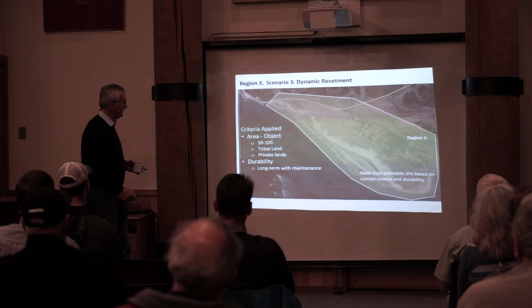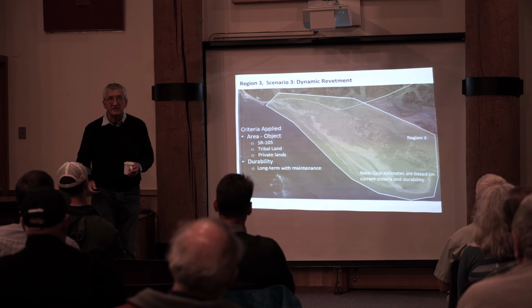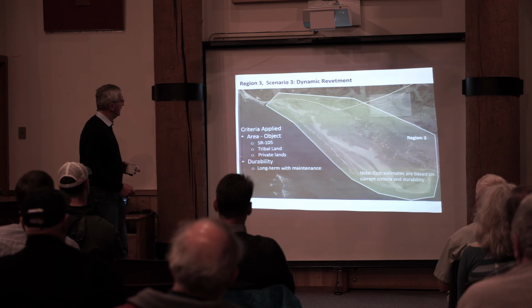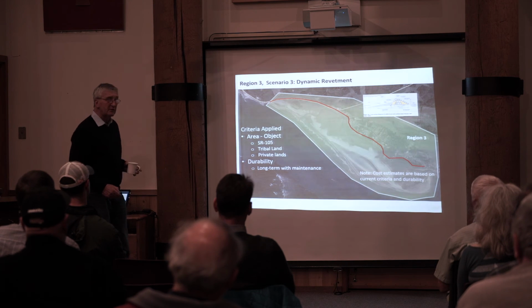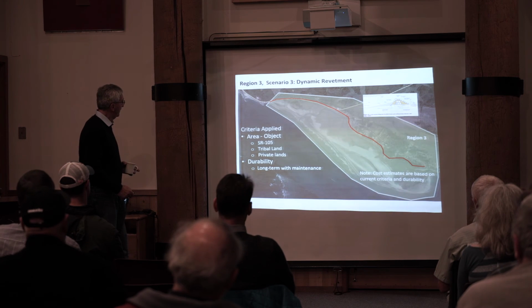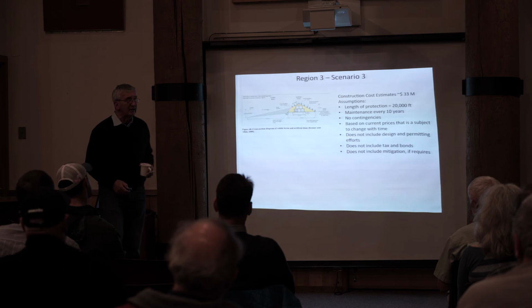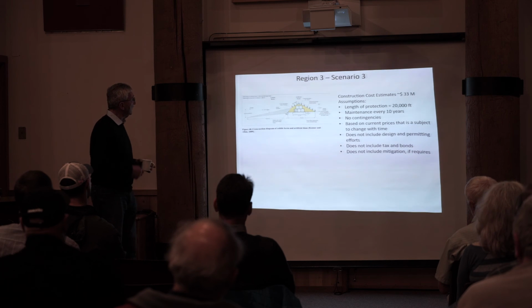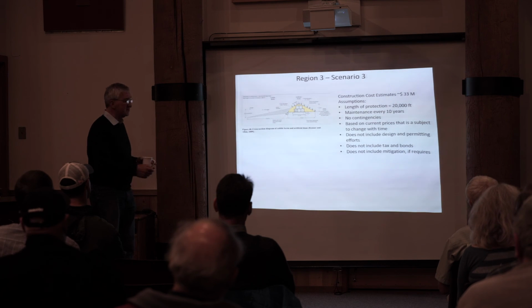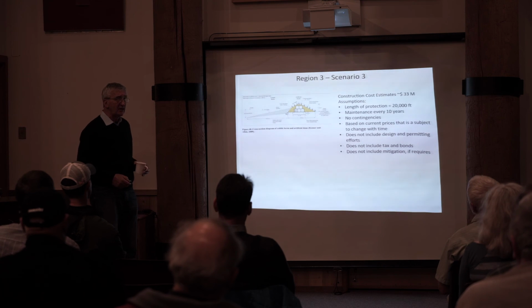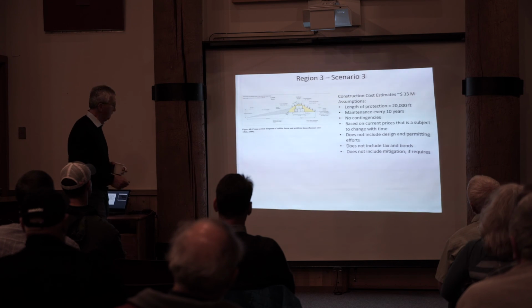Now, let's look at the dynamic revetment. A lot was discussed about dynamic revetment. This is what a dynamic revetment along this shoreline looks like. If you take dynamic revetment, you will get to $33 million. You do need to do maintenance every 10 years, and obviously the scale of maintenance is much smaller.